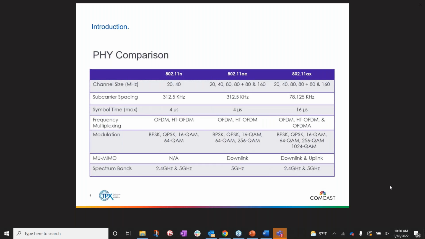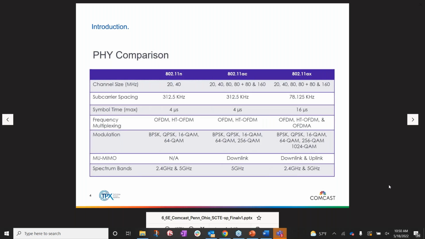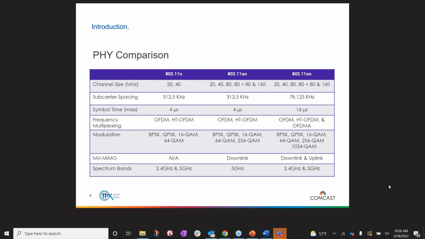In terms of spectrum bands, we have support for both 2.4 gigahertz and 5 gigahertz in different radios. B supports 2.4 gigahertz, A supports 5 gigahertz, and G and N support both. In AC, we support only 5 gigahertz. And in AX, we have both 2.4 and 5 gigahertz support in terms of spectral bands.